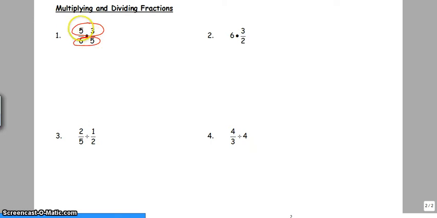So here I can just simply do 5 times 3 and get 15. 6 times 5 and get 30. The last step always with our fractions is to simplify. Substitute this into your Simplify Fraction app on your iPad, or use your calculator to simplify the fraction.